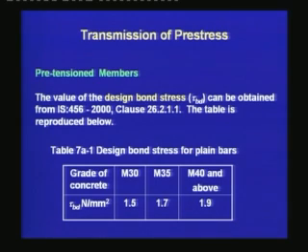Thus, for a particular pretensioned member, once we know FPU and FPE and the size of the tendon, we can calculate the bond length for that particular application, and we add the transmission length to the bond length to get the development length, which is the minimum length to develop the ultimate prestress, and that development length should be provided at the location of maximum moment.